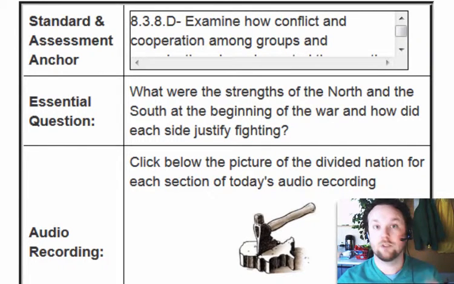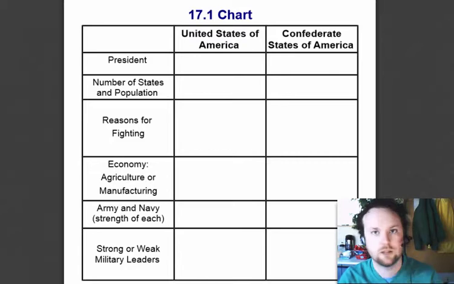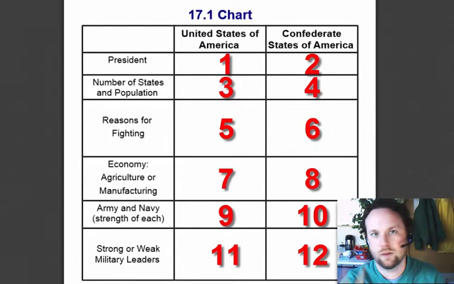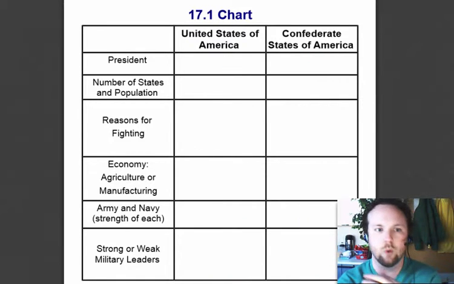As we do that, I have a chart that you can use. As we go through today's lesson, I've given you either a rich text version or a PDF version, or you can create your own. There are 12 blocks within this chart. On one side you have the United States of America, or think of that as the Union or the North, and on the other side the Confederate States of America, the Confederacy, the South.